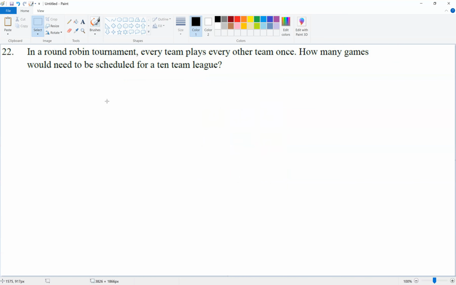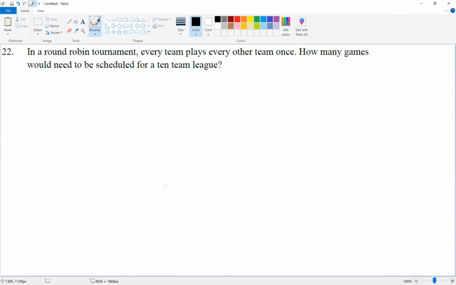Medha. In a round robin tournament, every team plays every other team once. How many games would need to be scheduled for a 10-team league?